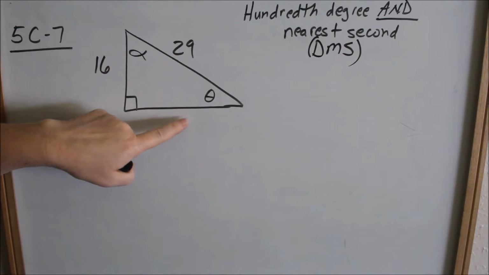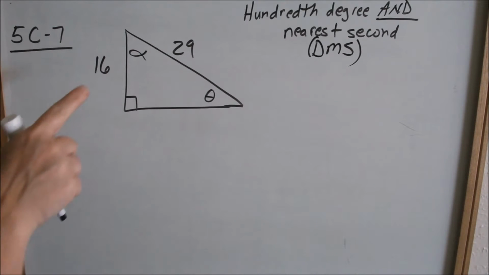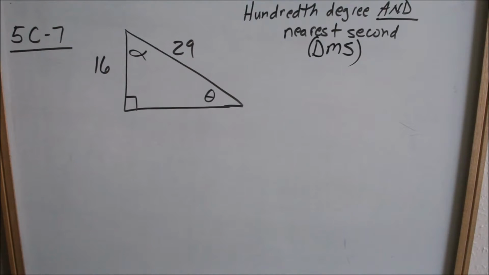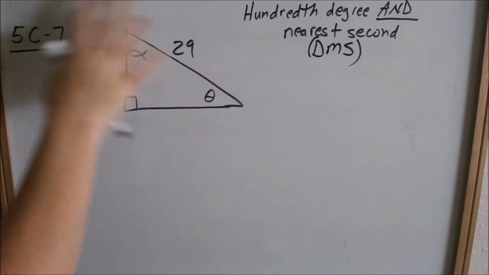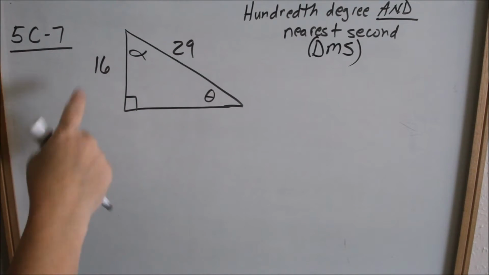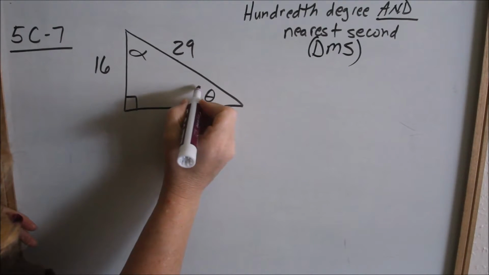Okay? We don't have to find this unknown side. We just need to find the unknown angles. So to do that, you have to use trig functions. Can't use Pythagorean theorem to find angles. You can only use trig functions. So you can find whichever angle you want to first. So I'm just going to do theta.